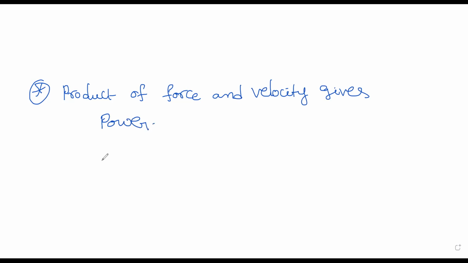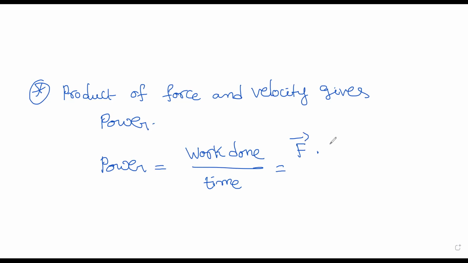How do we get this? On a simple analysis, you can do this. Power is nothing but work done divided by time. And work done is nothing but the dot product of force and displacement, divided by time. But the displacement divided by time is nothing but the velocity. So under those conditions, you can write f bar dot v bar. This is how we get it.